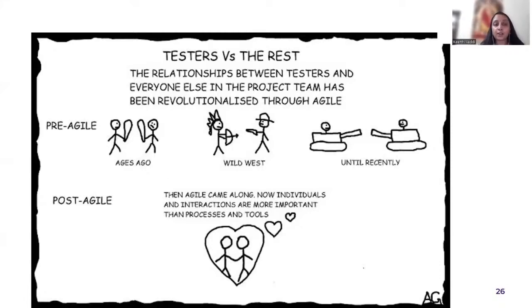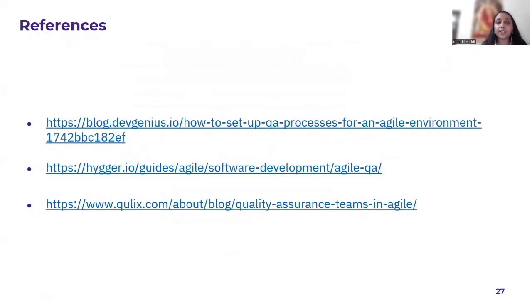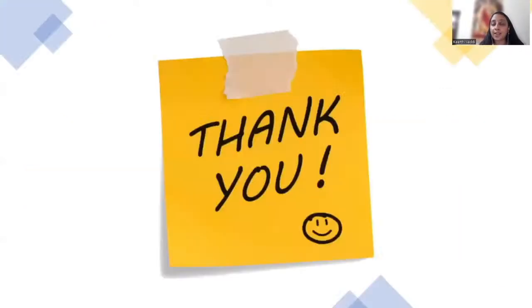QA and Dev used to be like enemies before Agile, working as two individual entities on the same requirement with two different approaches. But post Agile, they are working together as a single entity, which brings in equality. So these are a few references which you can refer to for knowing more about the QA role in Agile. And thanks for your time.